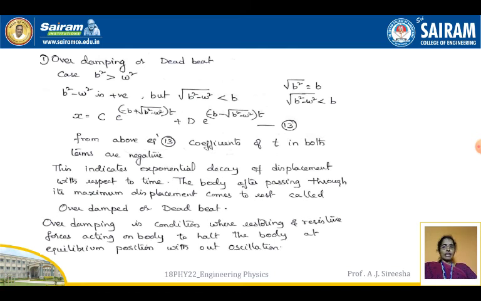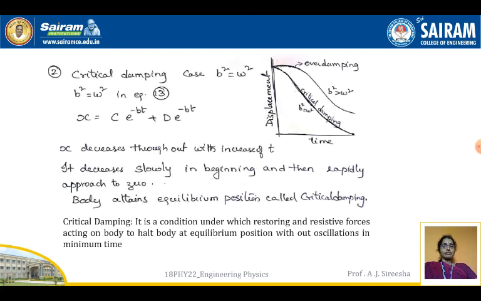So this is called as an overdamping case, and you can see the diagram here. See here the case of overdamping. There is an exponential decay in the graph, where the graph is drawn between the displacement and time. You can see the upper part where b square is greater than omega square, that is nothing but an overdamping case. Now the second case is critical damping, that is b square is equal to omega square.